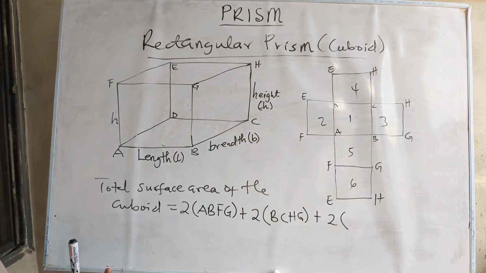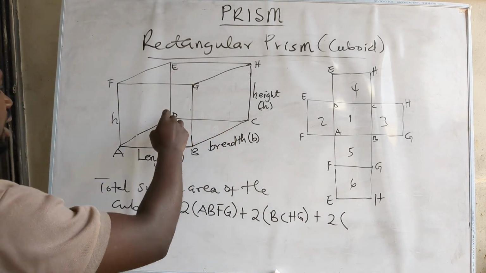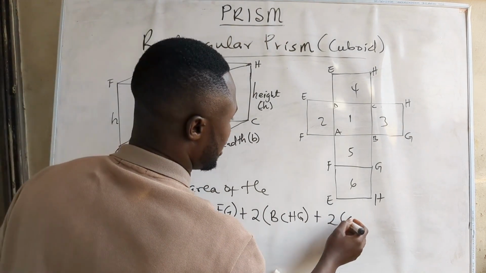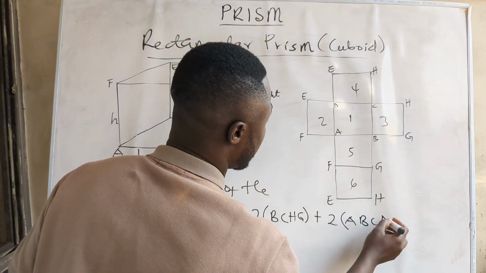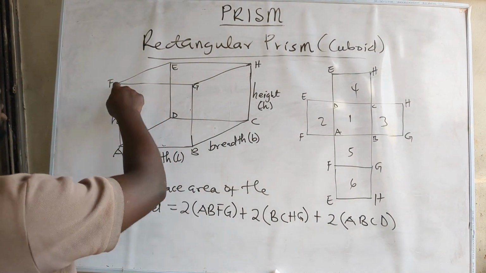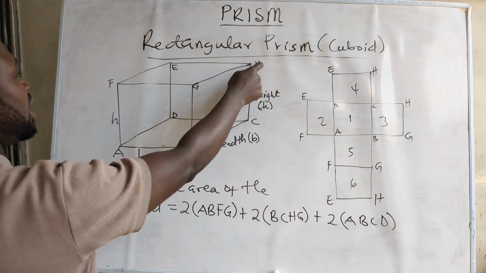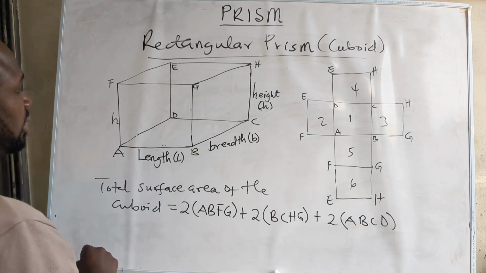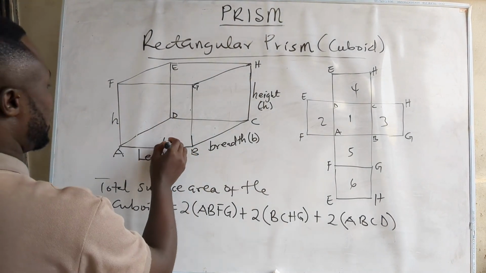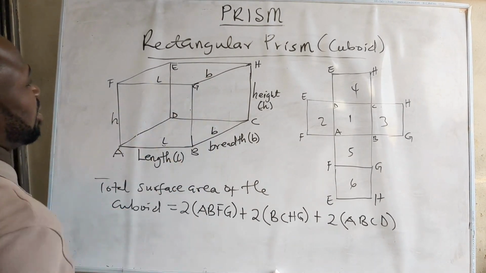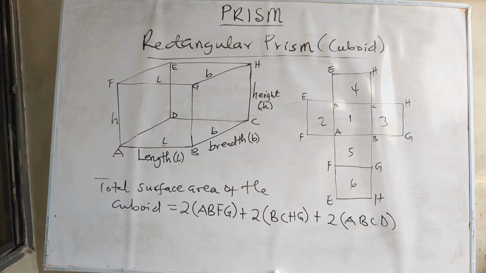Then let's look at the top and the down. So the face ABCD, A, B, C, and then D. And ABCD is the same as FEHJ. So here is the same as the down here. So this will become my length and my breadth. And take note, here will become the length, and here also the breadth. So we see that.